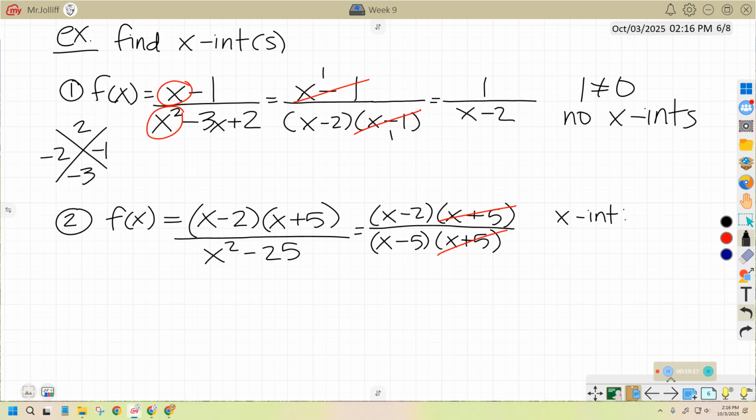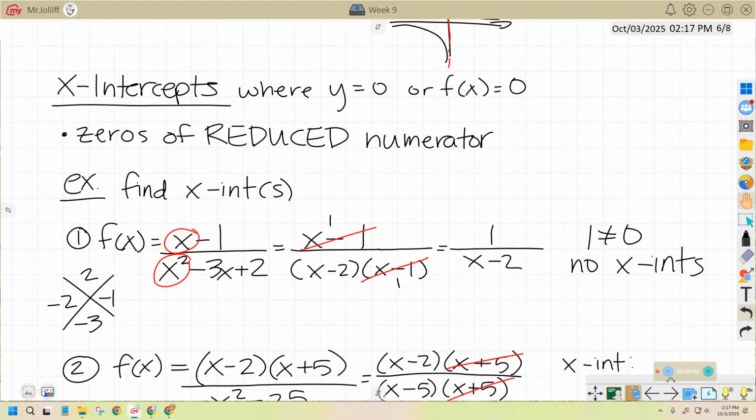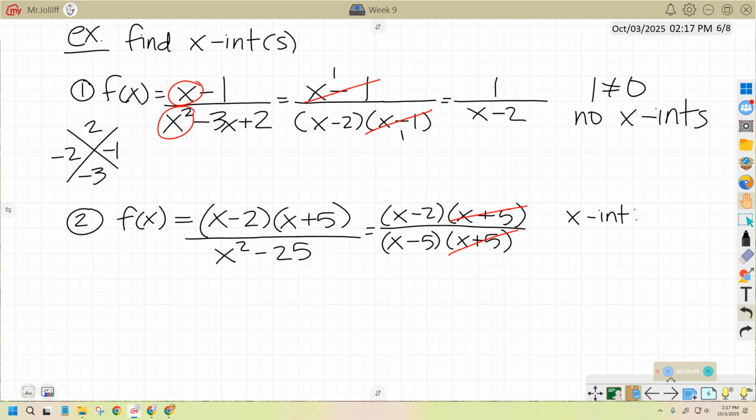Gabe, how do I find my x-intercept? Where y equals 0. And specifically, y equals 0 when top is 0 or bottom is 0? Numerator or denominator? Which is going to make the whole fraction 0? The numerator. I can't have zeros in the bottom. Those are giving me asymptotes.